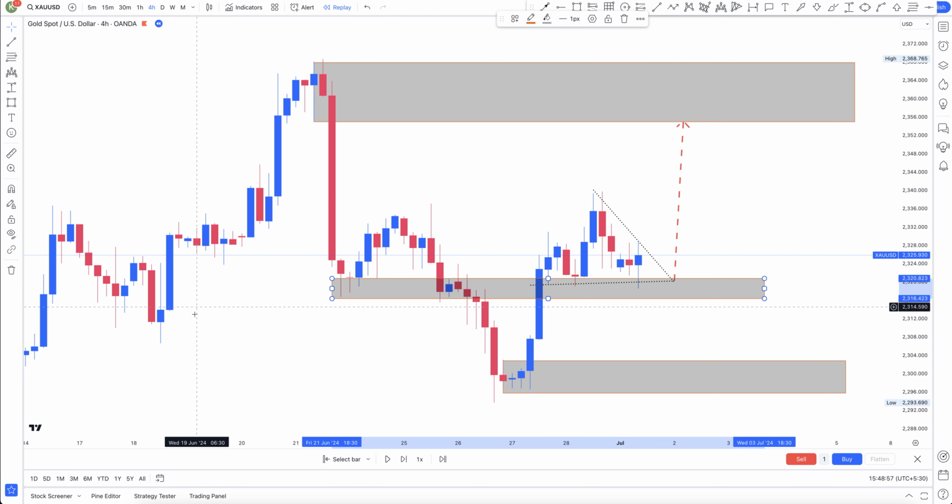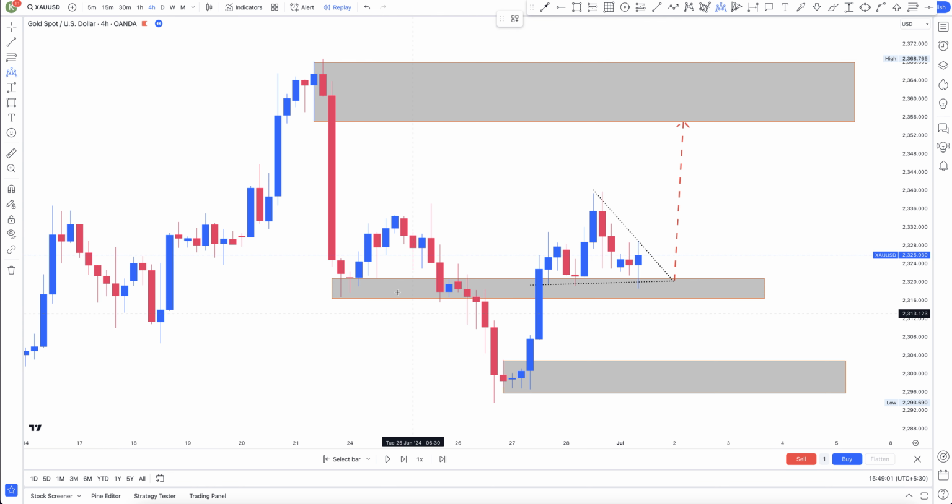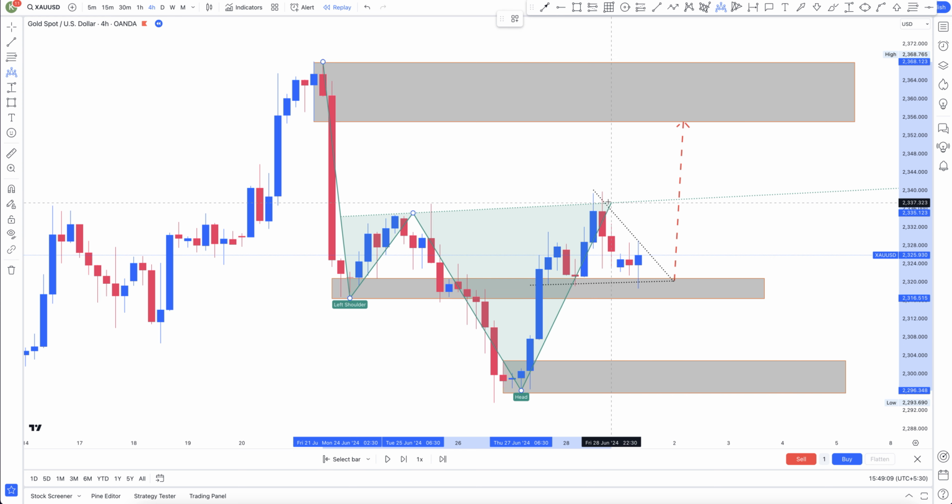All right, now let's add the third confluence. The third confluence is going to be our head and shoulders. So we have this here, this is our left shoulder. We have our head here, and then we now have the right shoulder.